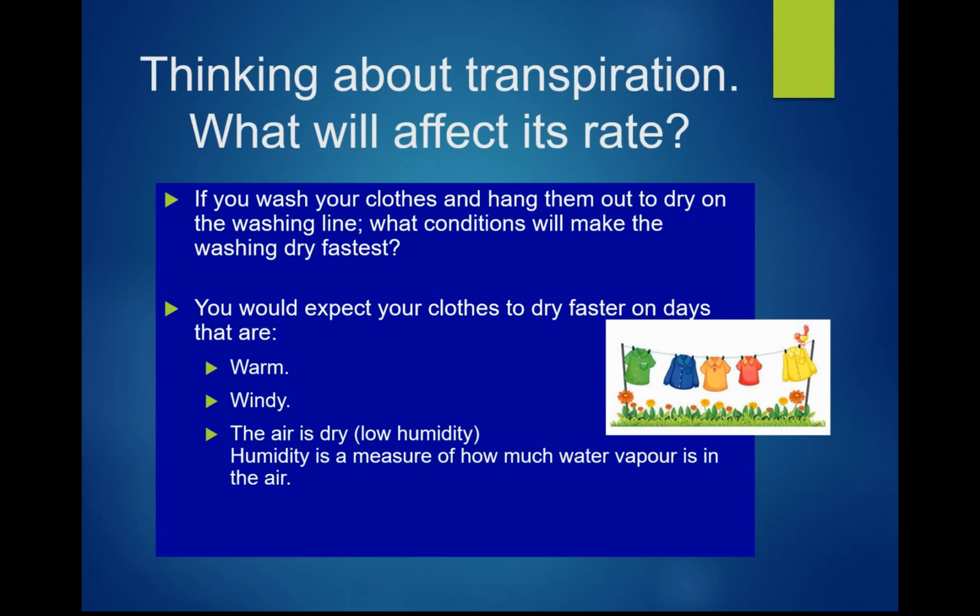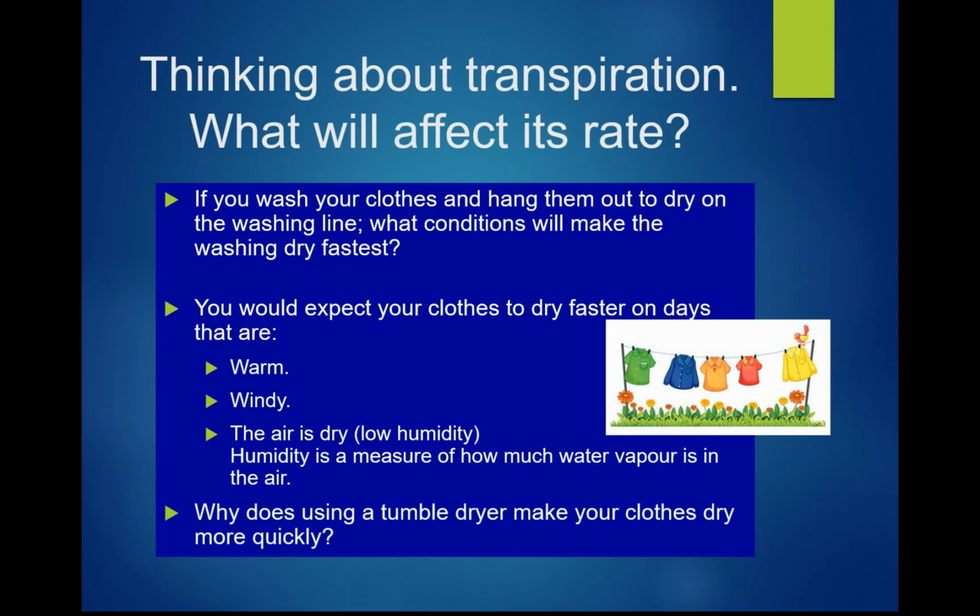Okay, so humidity is just a measurement of how much water vapour is in the air, and the more humid it is, the more difficult it is for any more water vapour to go into the air, so the more difficult it is for water to evaporate. So if you want your clothes to dry really quickly, you want a warm and windy day, so the wind takes the water vapour away from around the clothes so that more water can evaporate, and the air to be relatively dry. Okay, if you think about this, why does using a tumble dryer make your clothes dry more quickly?